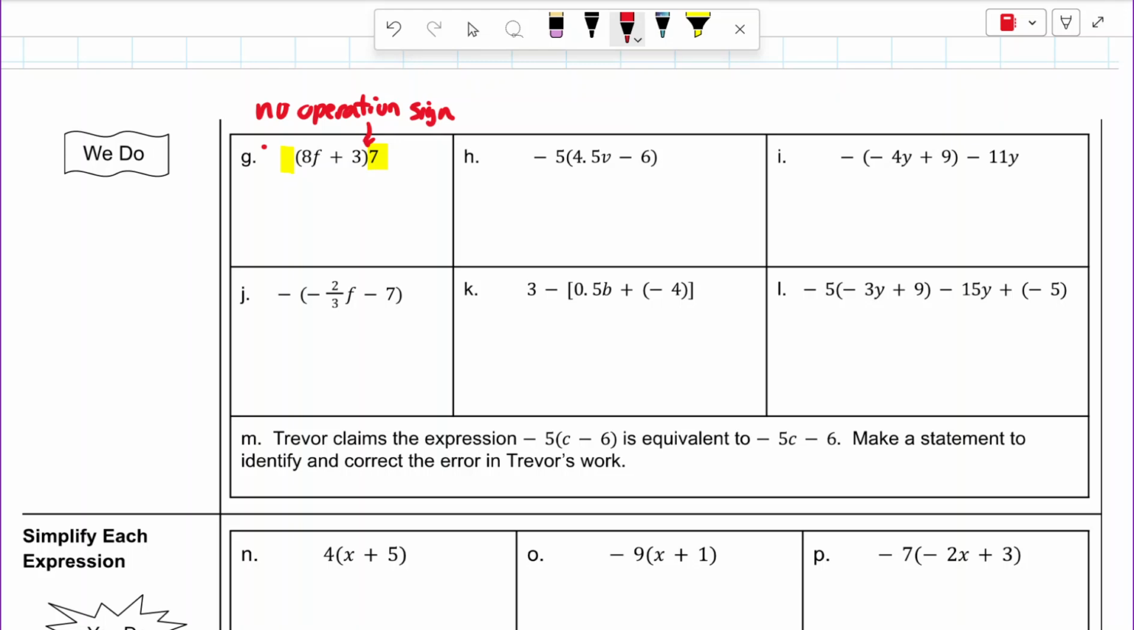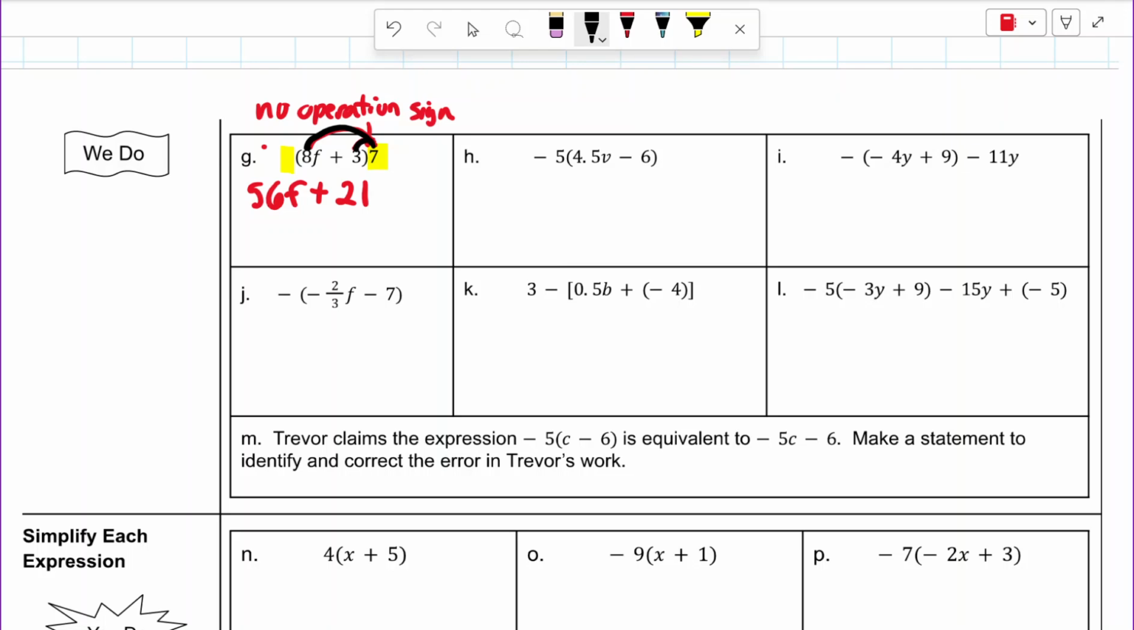Could you imagine drawing that? 8f times 7 is 56f. And 3 times 7 is 21. Now you could have gone backwards and said 7 times 8f is 56f, and 7 times 3 is 21. So it doesn't matter if you go backwards or forwards on that one. We're just showing you that the number could be on the back side rather than the front side.